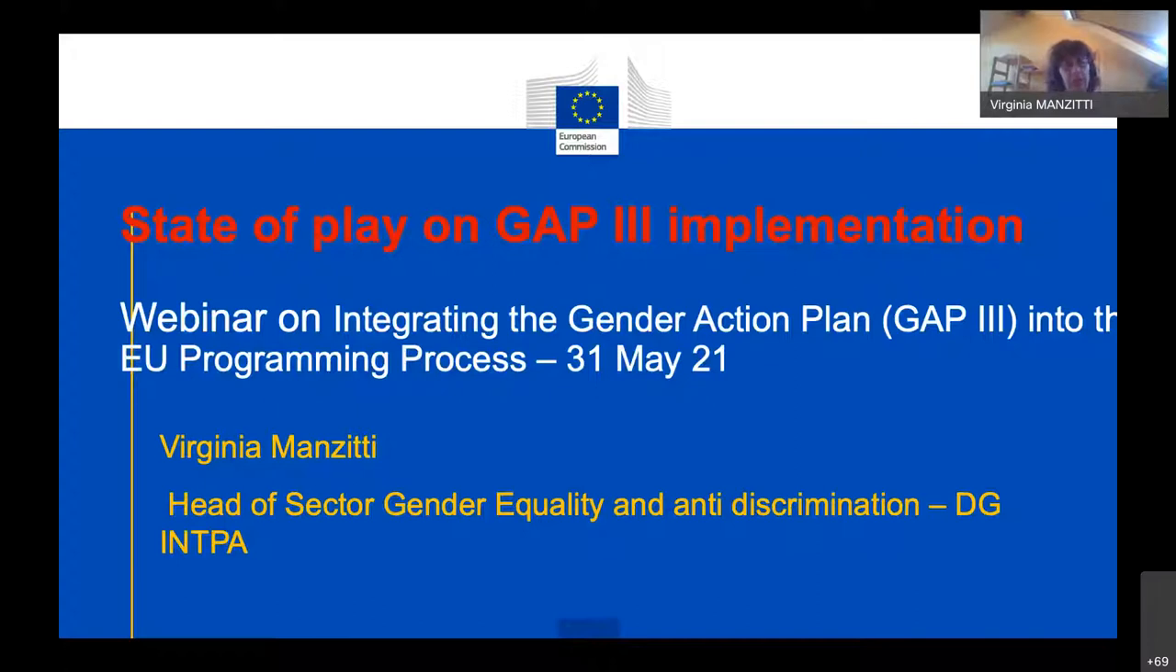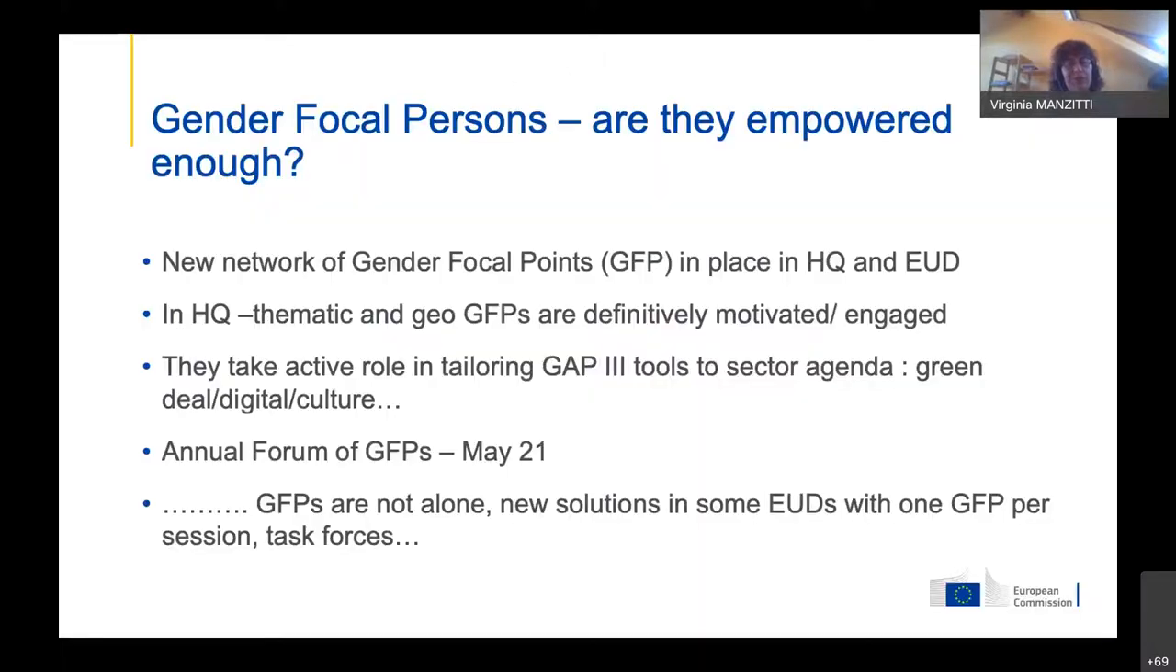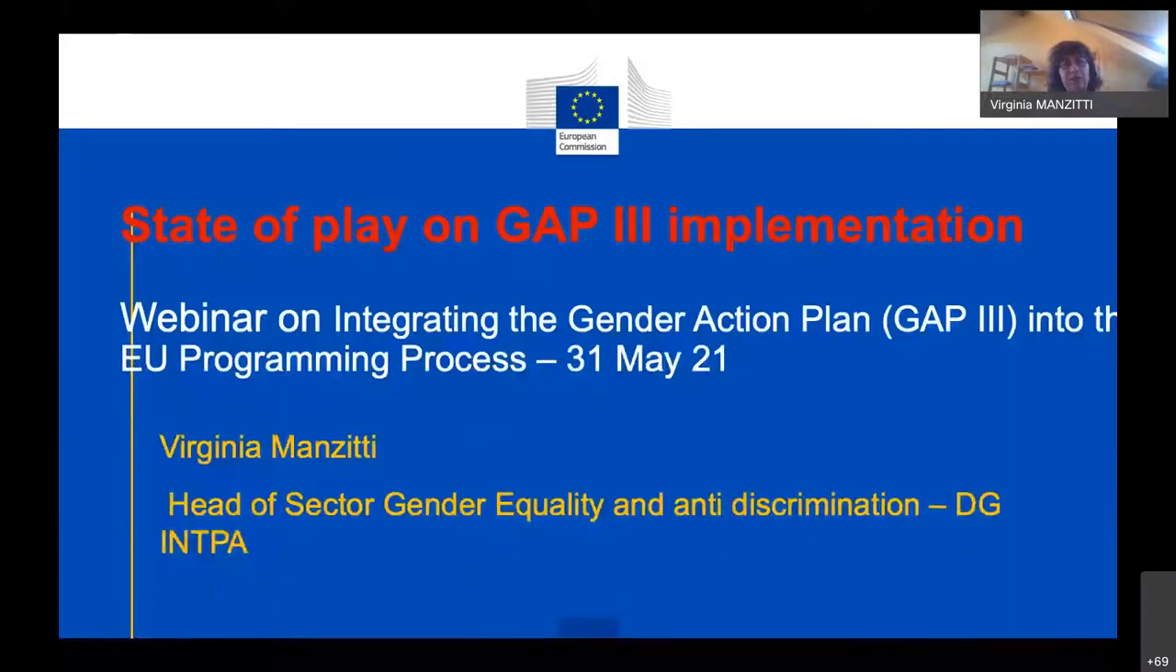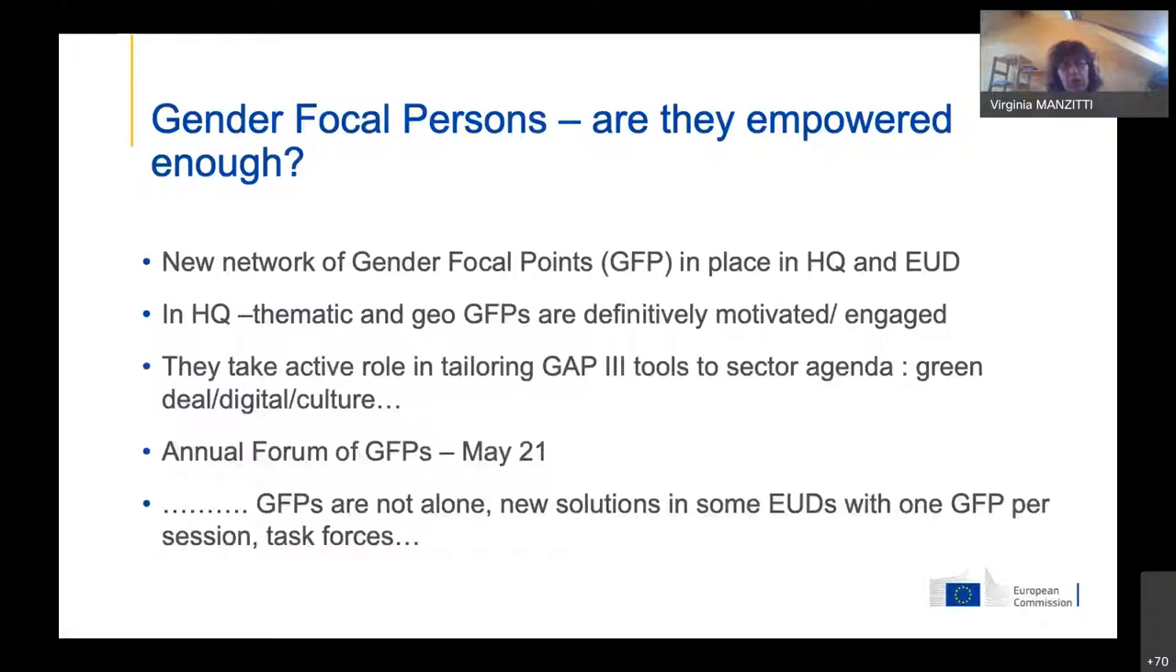So as you know, we are quite busy on one side, setting on track GAP-free implementation with a number of tools and initiatives, and on the other side, trying to mainstream as best as we can the process of developing MIPs, Team Europe Initiatives, and CLIPS. So maybe the slide, yes. I just put together a few points, also thinking at your paper.